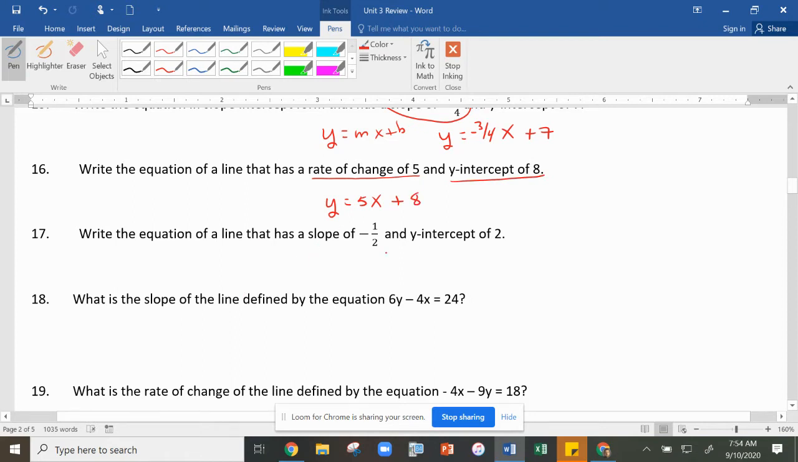Write the equation of a line that has a slope of -1/2, y-intercept of 2. That's going to be y equals -1/2 x plus 2. y equals mx plus b. m is your slope, b is your y-intercept.